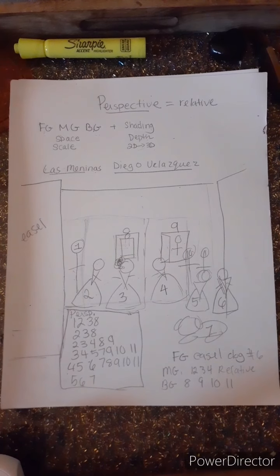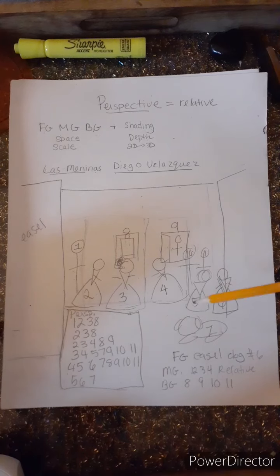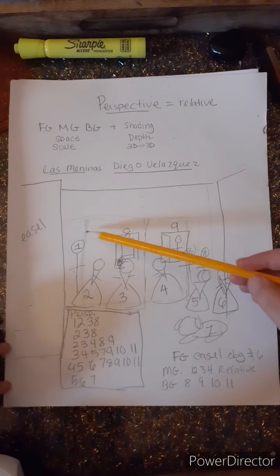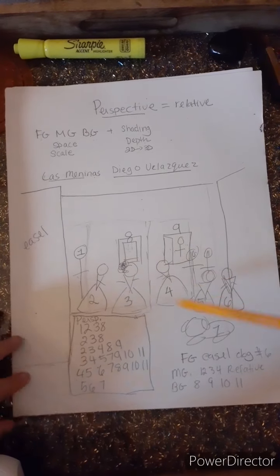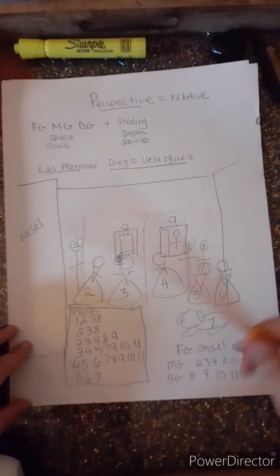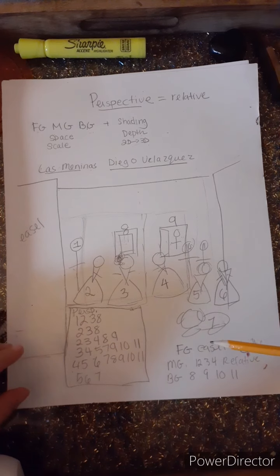Hopefully you can understand what I'm getting at: no matter where you crop the image of the painting, it still feels like a full painting, because you have different focal points and because of the way each of the people is placed. Again, 1, 2, 3, 4 is the middle ground, but it's relative depending on the perspective.